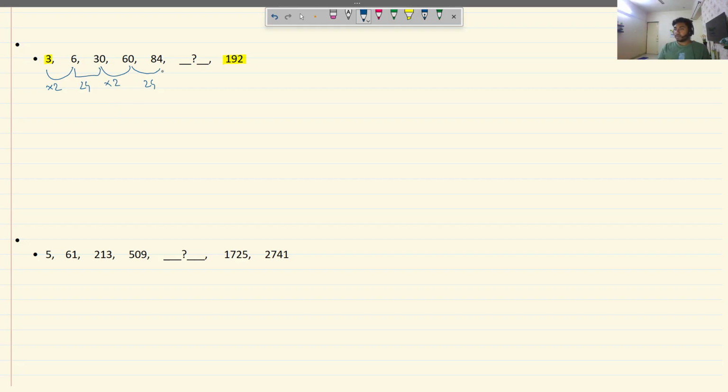That means this missing term would be 84 multiplied by 2, that is 168. 168, and let's check if this difference is 24 at all or not. If that is 24, then our logic is correct. 192 minus 24, 12 minus 4, 8, 9 minus 3 gives us 6, 168. Yes, so it is 24 indeed.